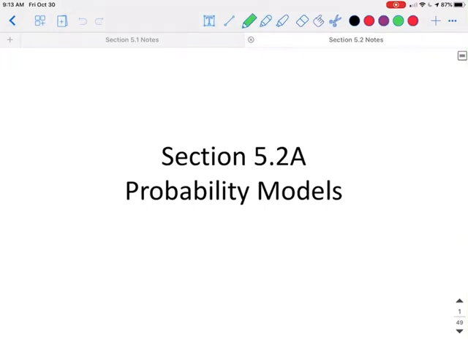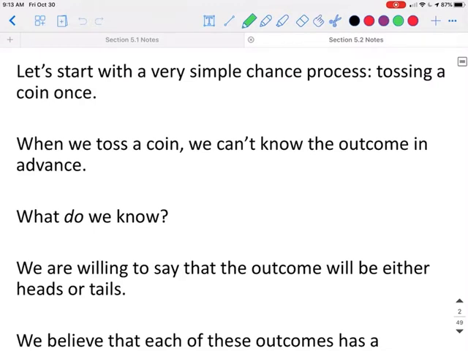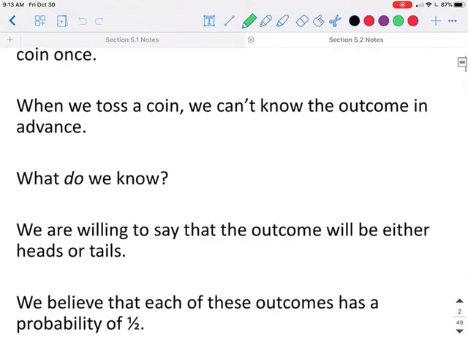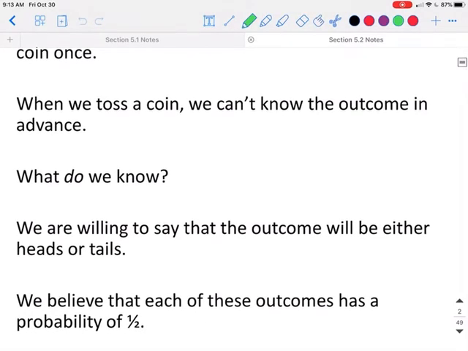This is section 5.2, part A, probability models. Let's start with a very simple chance process, tossing a coin. When you toss a coin, we can't know the outcome in advance. What do we know? We are willing to say that the outcome will be either heads or tails. We believe that each of these outcomes has a probability of 1/2.